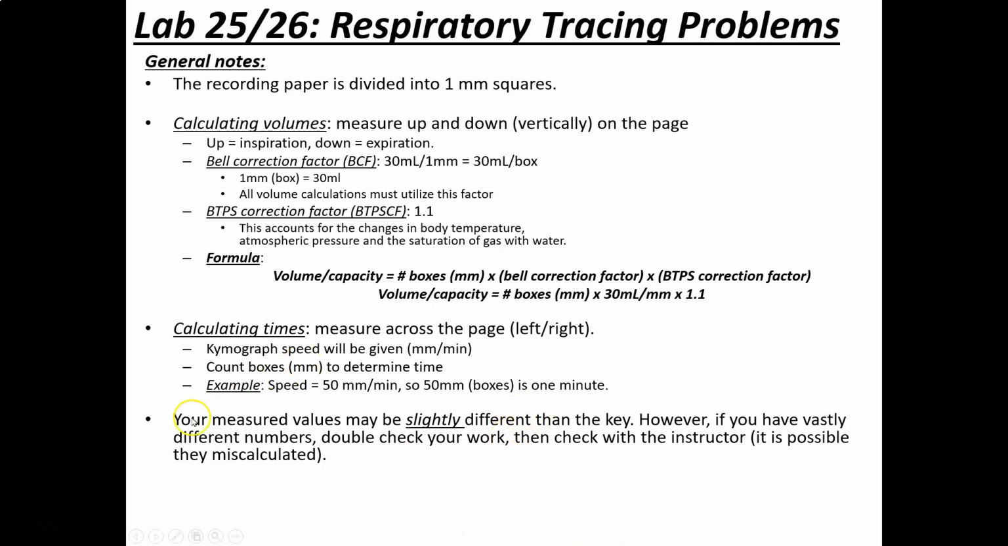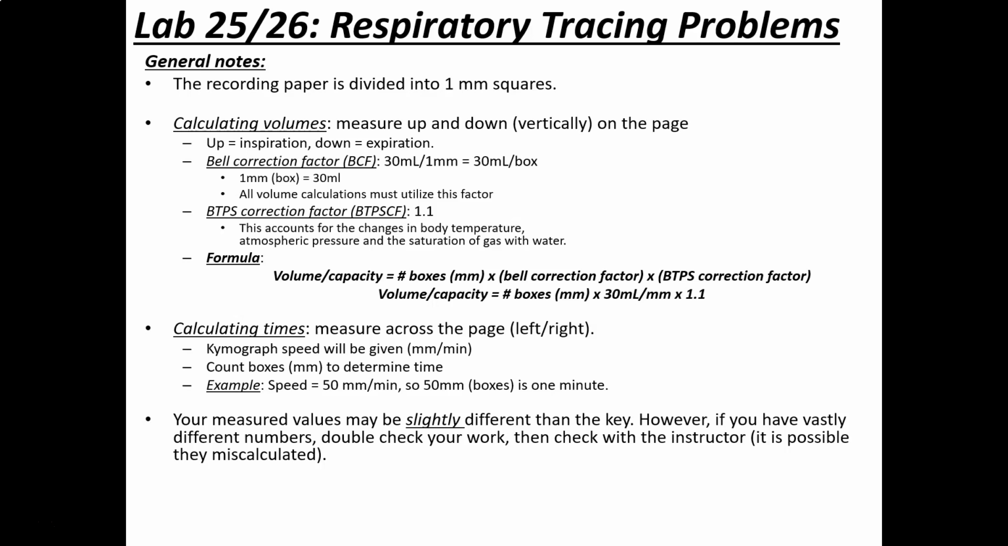One of the things to remember as you calculate things is that your values could be slightly different than the key that I've posted, because when you count and I count, and most of the tracings themselves I've gone over in a fine tip Sharpie, in many cases the actual tracing is at least a millimeter thick. Depending on how you count, and those boxes are sometimes difficult to count, you can be off by a box or two really easily. So if I got 18 and you got 19, that's fine. But if I got 18 and you got 57, then one of us is wrong. You need to figure out who, and if it's me, let me know.